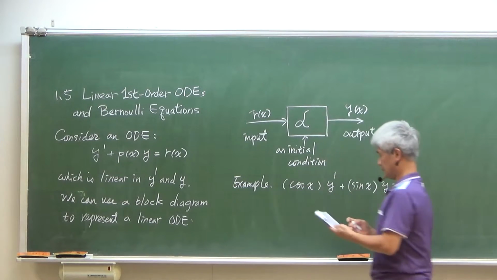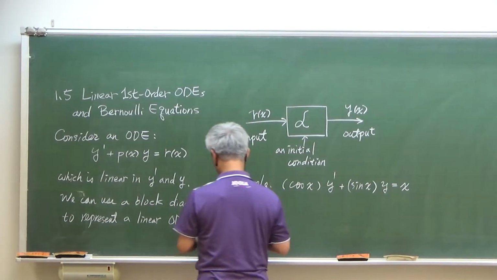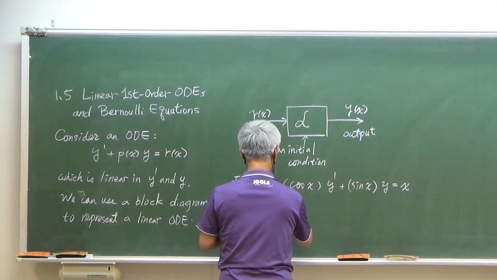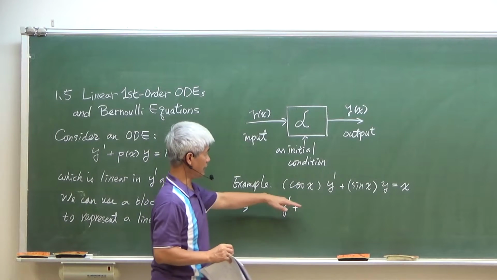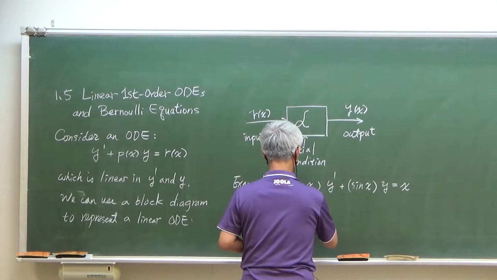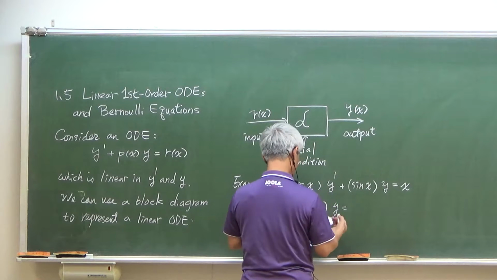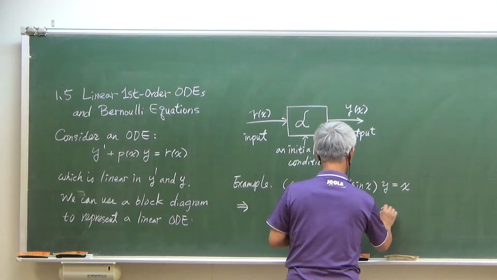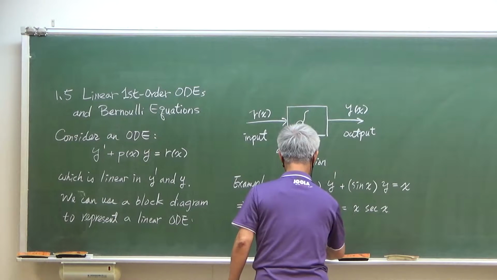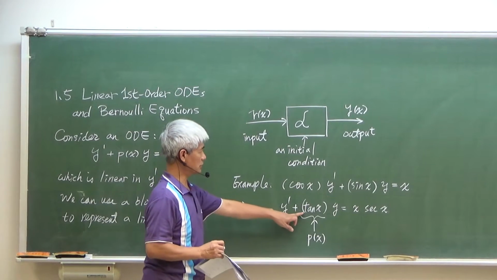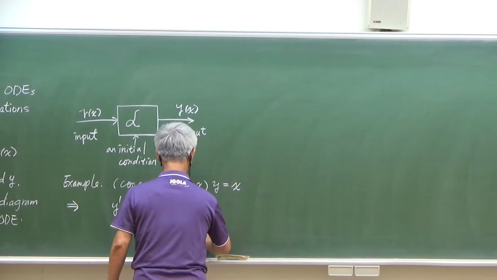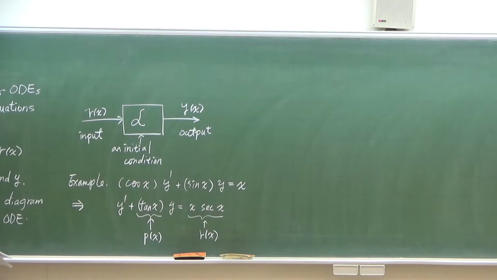So consider this first order ODE. Now we can put it into a standard form by dividing both sides by cosine x. All right, so here you have a standard form. The P of x is just equal to tangent x, and x times secant x is just our input r of x. You can see that.